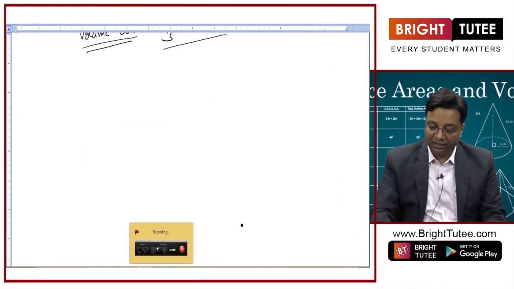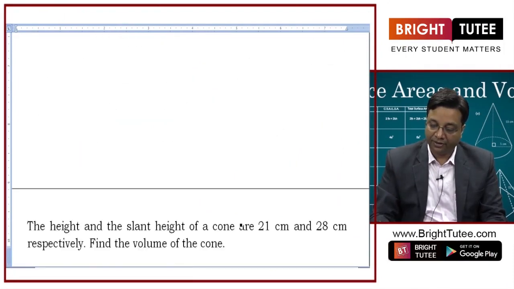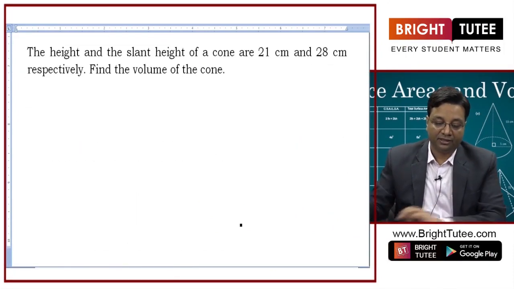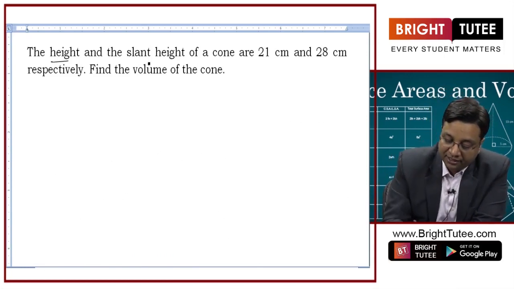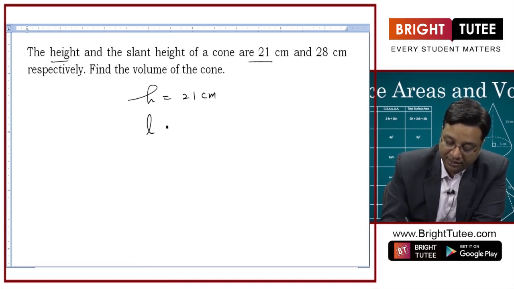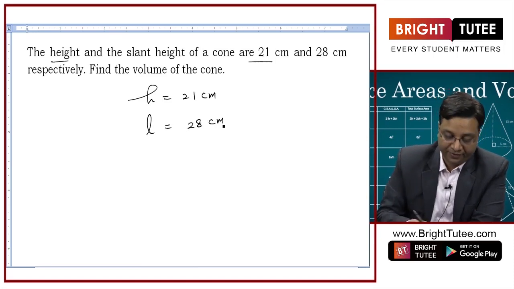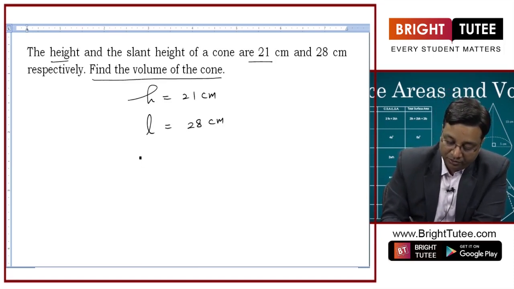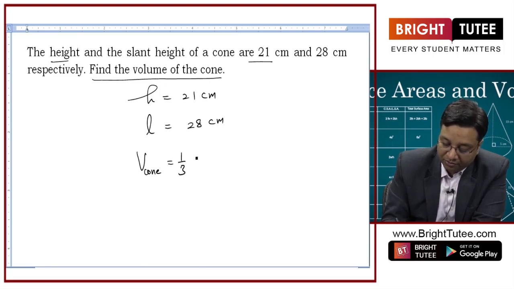Let us start with the example here where height and slant height of a cone are given. Height h is 21 centimeter, slant height, that is L, is 28 centimeter. Find the volume of a cone. So, volume of cone is 1/3 of pi r square h.